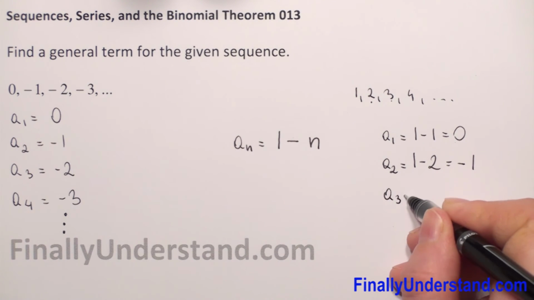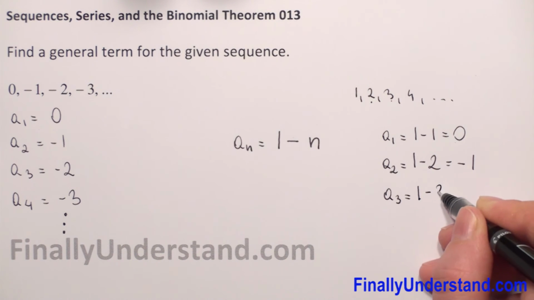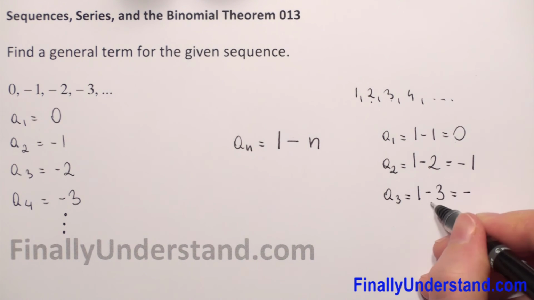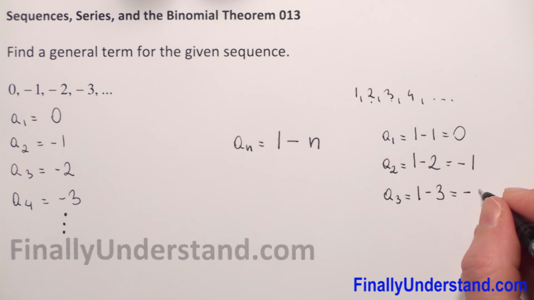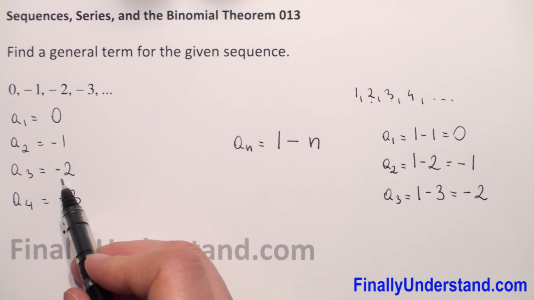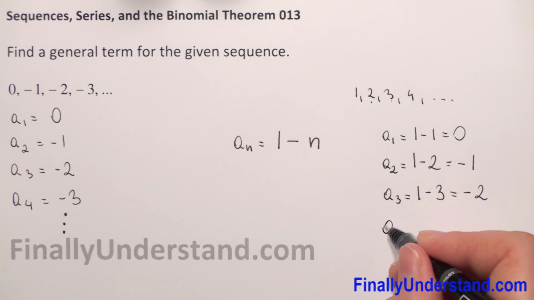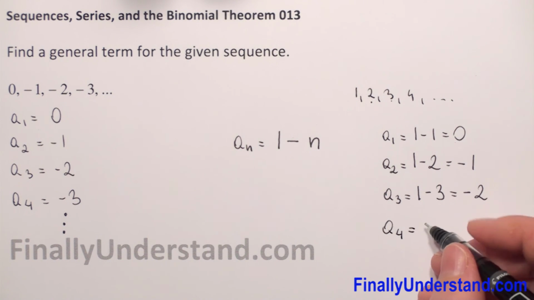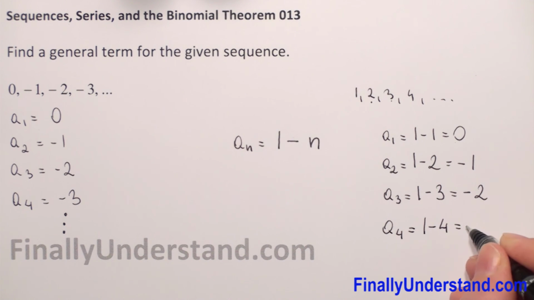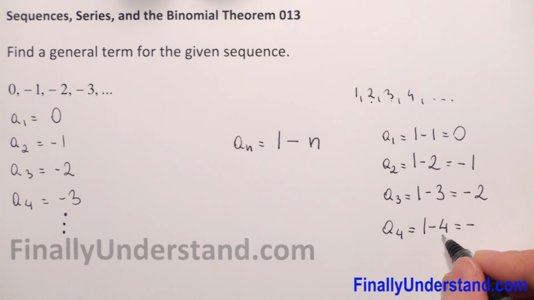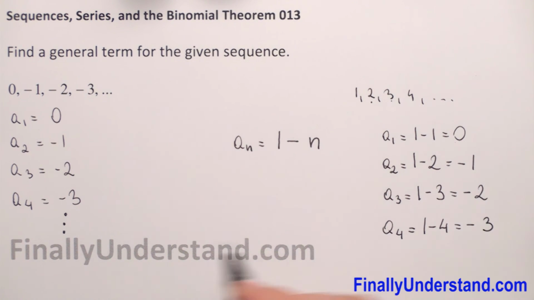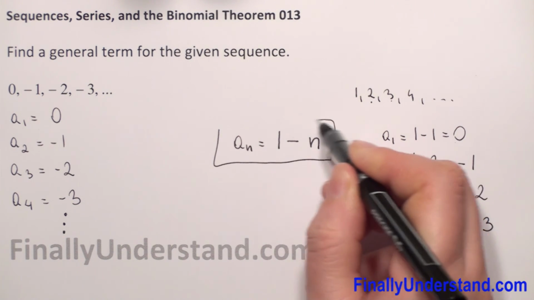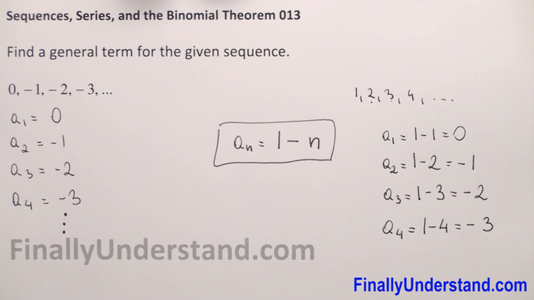For n equals 3, what will be? 1 minus 3, again negative sign, we keep the sign of the greater number. 3 is greater than 1, 3 minus 1 is 2. We have this third term. For n equals 4, what will be? 1 minus 4, keep the negative sign, and we have 4 minus 1 is 3. This is our fourth term. Everything is okay. So this is our general term. This is my solution.